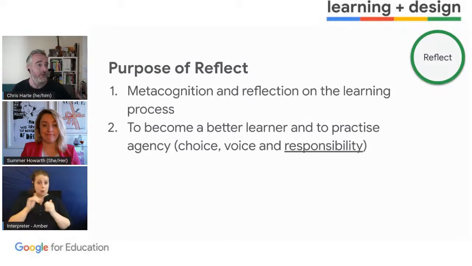So as we know, agency is not something that we can give to children. They already have it. What we can do is help to create the enabling conditions so that they can practice their agency, that they can absolutely have choice and voice. And in the case of reflection, have responsibility over their learning.